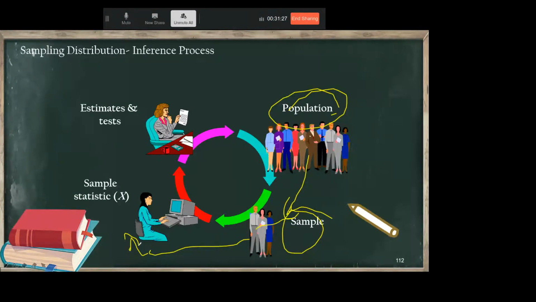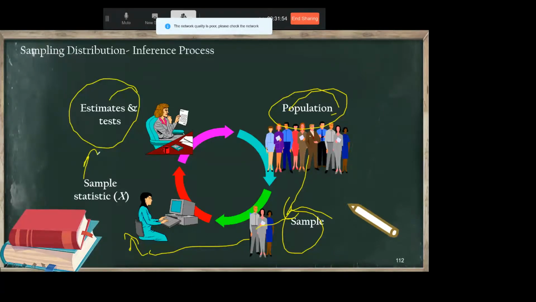Parameters are numerical values which we measure from population data, so from sample data we extract X bar. Now we need to estimate this X bar, and there can be different methods to do so. Either we are interested in point estimation, to estimate, we can either estimate it and then we can test it.